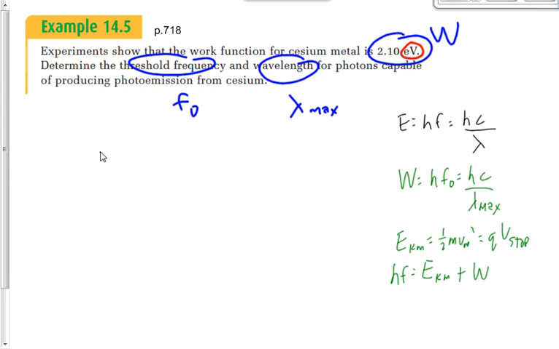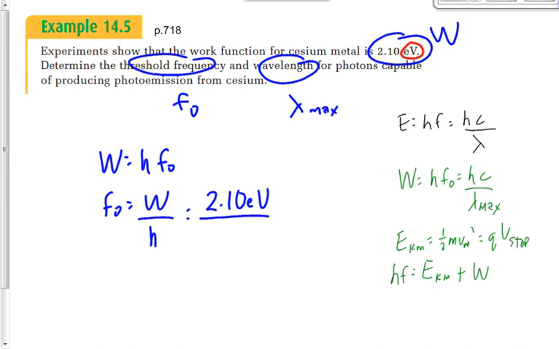W is equal to H times the threshold frequency, F0. F0 is equal to W over H. Do we have to convert that to joules here? No. Can we convert it to joules? Sure we can. If in doubt, go to joules. It always works. But in this case, we can stick with the electron volts as well. But if we do that, we've got to stick with our Planck's constant that's in electron volts.